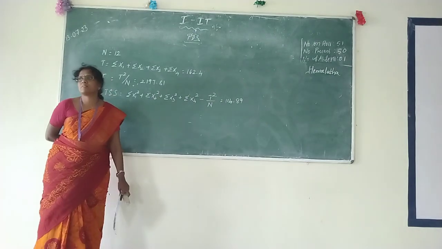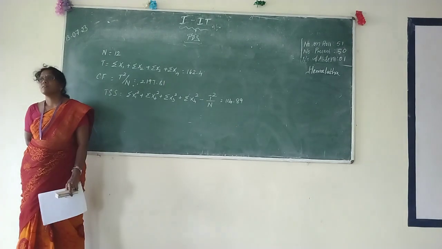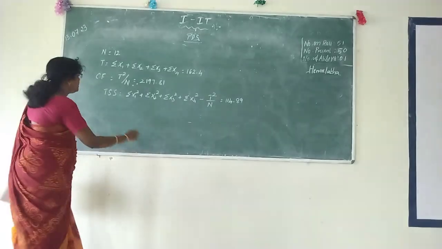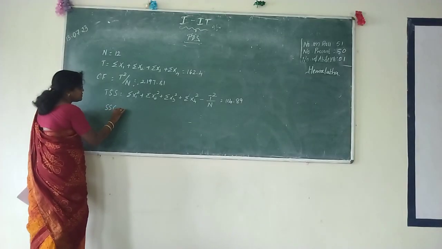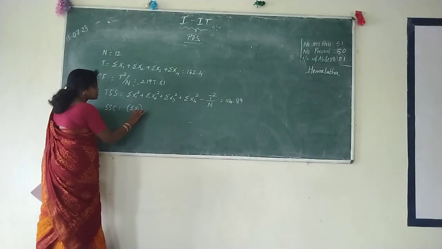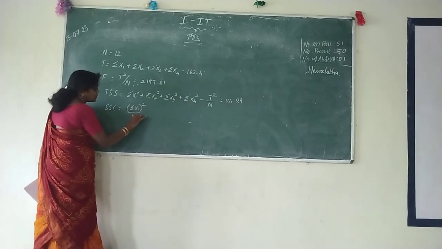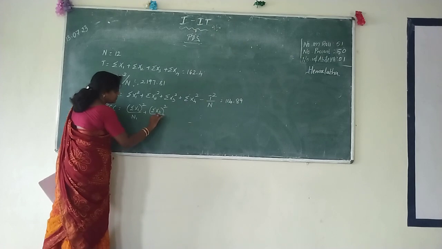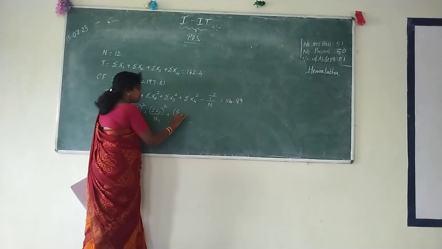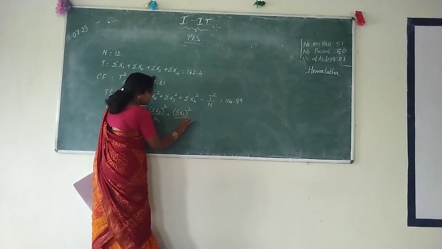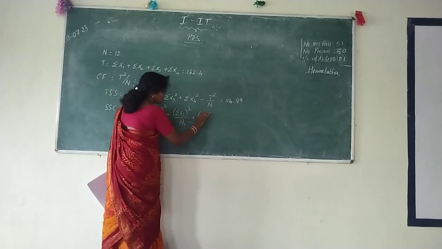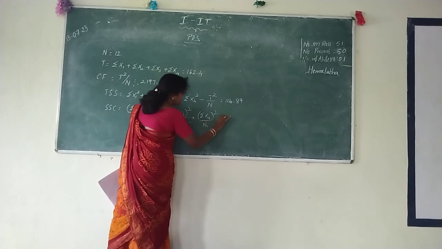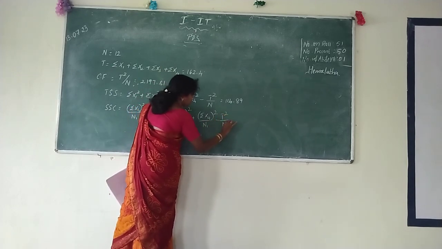Have you written TSS? Is it the same answer for everyone? Find SSC. SSC is given by summation of x1 the whole square by n1 plus summation of x2 the whole square by n1 plus summation of x3 the whole square by n1 plus summation of x4 the whole square by n1 minus T square by n.